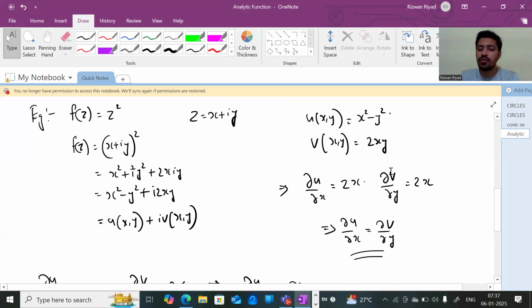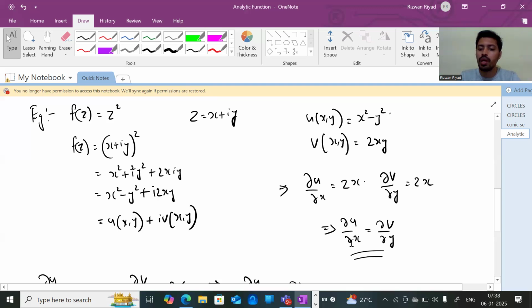Similarly, we can find ∂v/∂y. ∂v/∂y means we are differentiating v with respect to y. In that case, we will treat x as a constant. So see here, v is 2xy. Let's differentiate this with respect to y. We will treat x as a constant. 2 is already a constant, so 2x is a constant, a constant times y. What is its derivative? That constant only. That's what you can see, 2x only will be here. So ∂u/∂x is 2x and ∂v/∂y is also 2x.